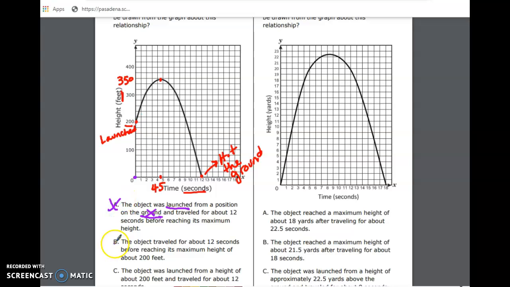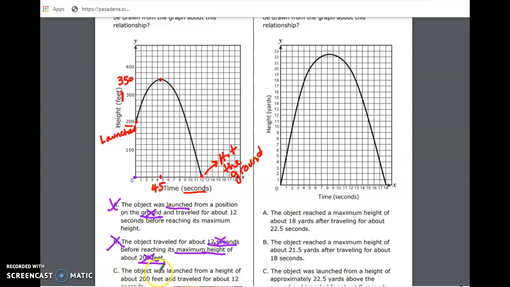B says, the object traveled for about 12 seconds before reaching the maximum height of 200 feet. No, first of all, it did not reach 200 feet. That was not the maximum. And it wasn't at 12 seconds. 12 seconds is when it hit the ground, right? So that's not it.